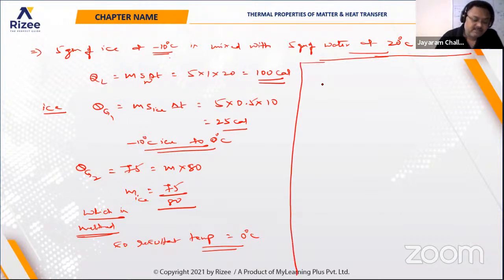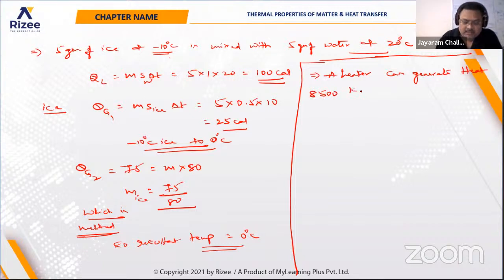Now, let us see one example of Joule's mechanical equivalent of heat. Let us take a heater. Suppose a heater can generate heat up to 85,500 kilocalorie per hour. Let us take it like this.